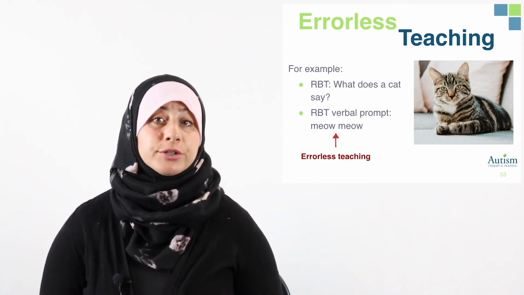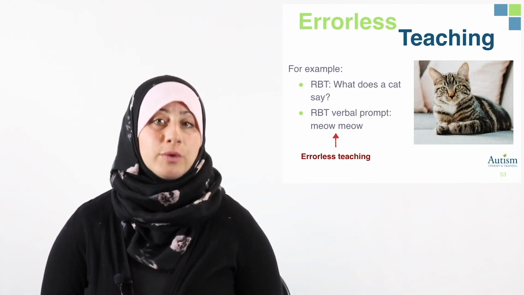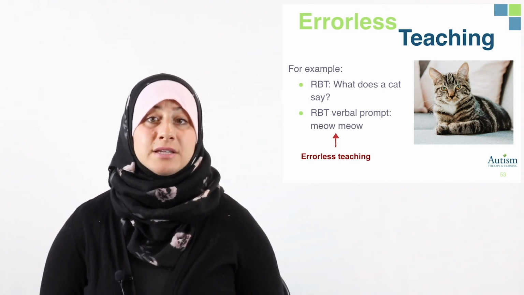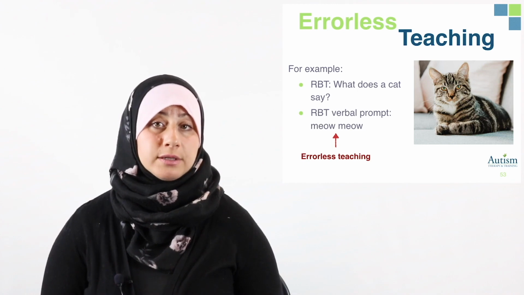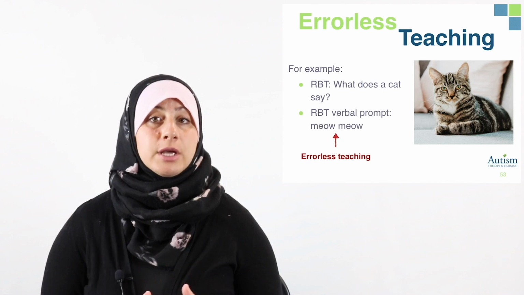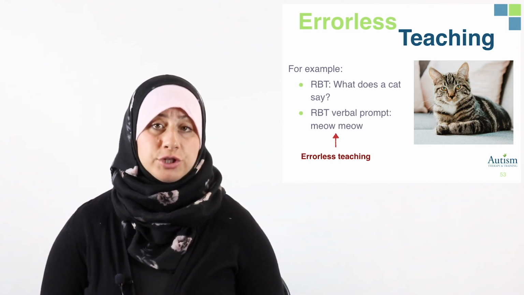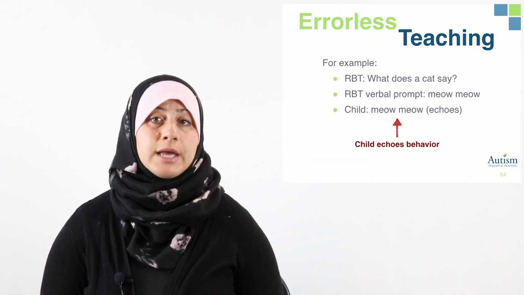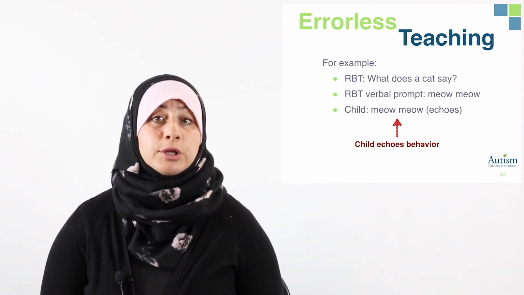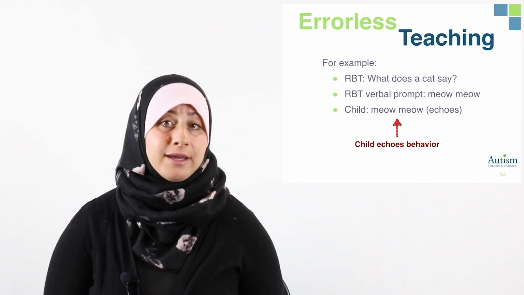There's no delay between the SD and prompting the response. I want to ensure that the learner does not say or do anything so it does not get chained in the correct response. Now, sometimes a learner may say the entire SD along with the response. So they may say, what does a cat say? Meow. You need to watch out for this. Speak to your supervisor about these kinds of issues. Now remember, if I prompted meow, I need to ensure that the learner copies my behavior. I'm prompting meow, they need to say meow.